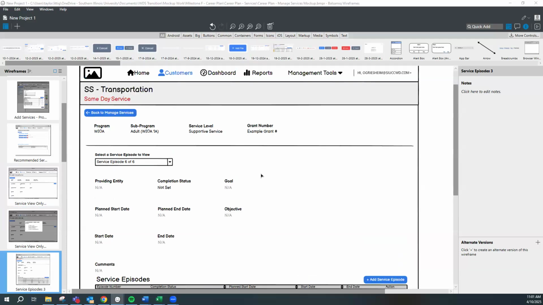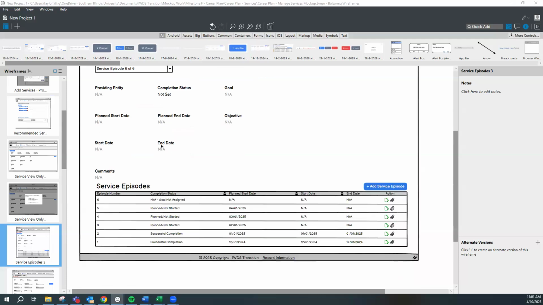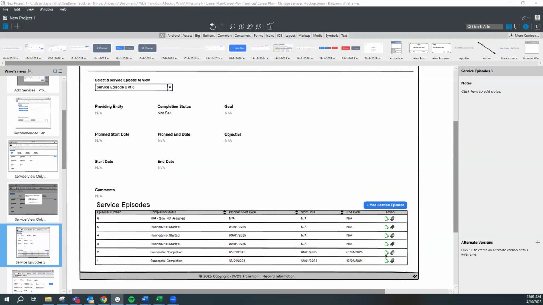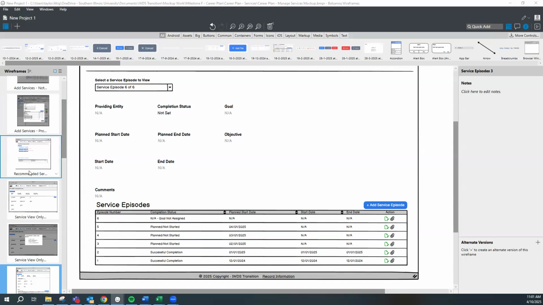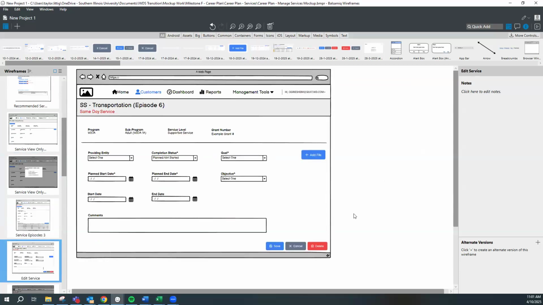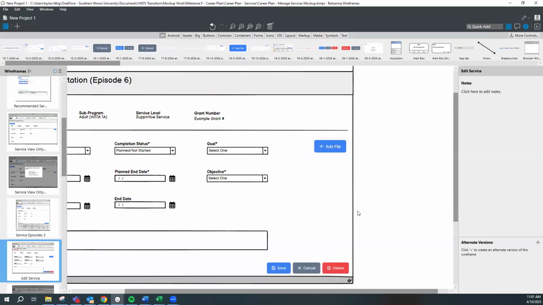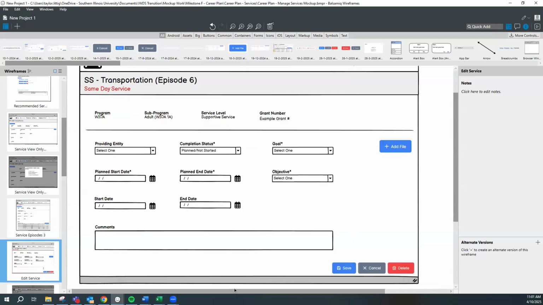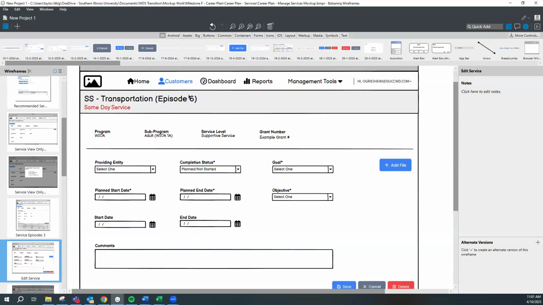Okay, so when you move in and you're ready to edit a service, once again, if you're doing an episode, you'll be able to click the edit button in the action column. And if you're on a non-same day service, you'll click the edit button in the top right over here. And it's going to bring you, once again, sorry, that is really small, to your edit page. So this is an episode example. So it's going to tell you which episode you're editing. If it's not a same day service and it doesn't have episodes, that wouldn't be there.